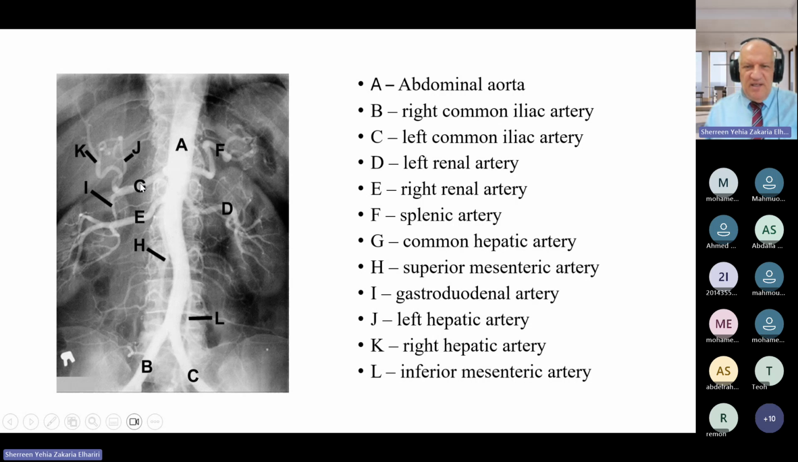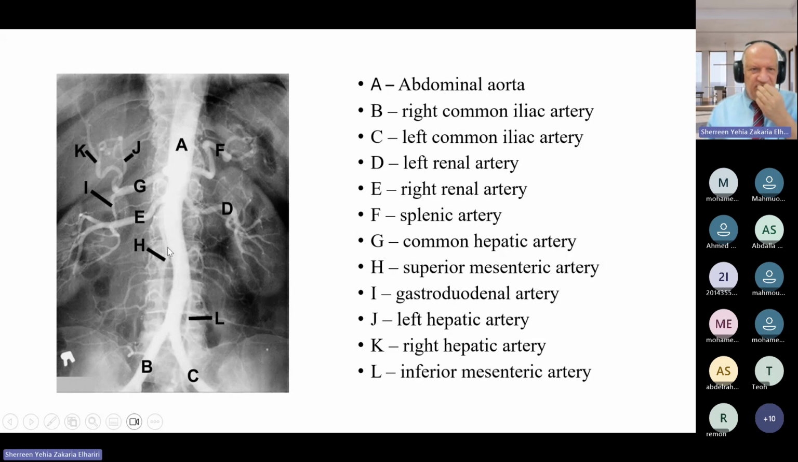G is the hepatic artery or common hepatic, and the hepatic artery has branches. Where is H? No, G. H is the superior mesenteric, and the hepatic artery has a branch, the gastroduodenal artery, and has the right hepatic and left hepatic. What else? Where is L? L is the inferior mesenteric. Anyone wrong or missed? I think this is all.